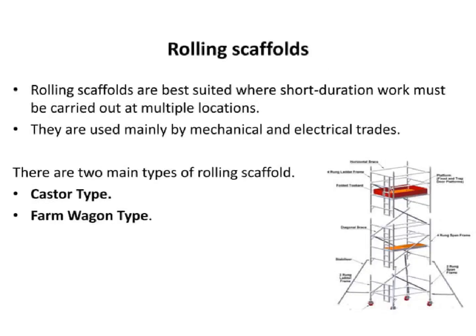Rolling scaffolds provide an ideal solution when needing to do a short-term job at multiple locations, and are typically used by mechanical and electrical trades. There are two main types of rolling scaffolds: caster type and farm wagon type. The caster type has wheels attached to a frame, while the farm wagon type features two pneumatic wheels on one end and two casters on the other. Both are convenient for moving to different spots to work, but the farm wagon type has the capacity for heavier loads.